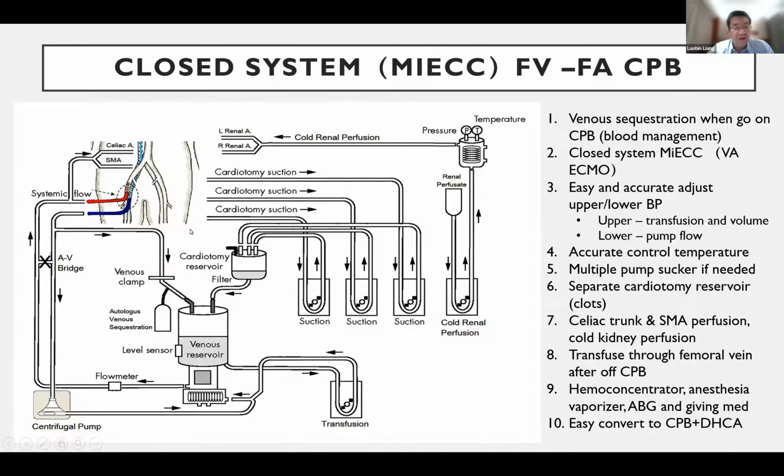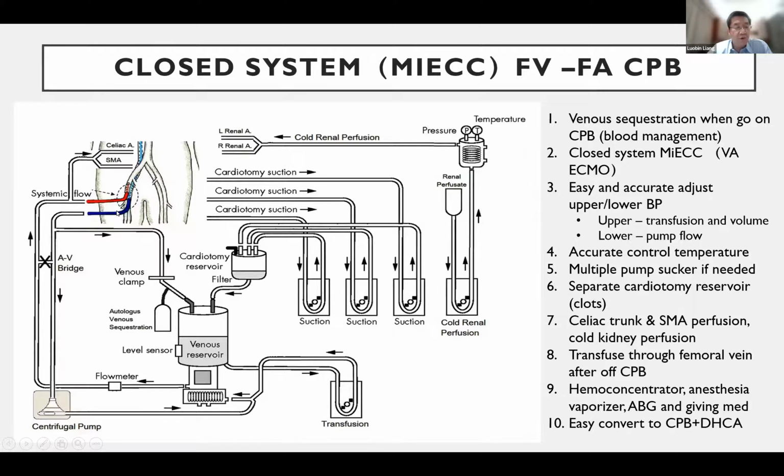If the patient's hematocrit is low, the patient is anemic, what we do is still take the patient's volume, but we put packed red blood cells into the reservoir. At the same time, we can transfuse them back to the patient while we're taking the patient's blood out.